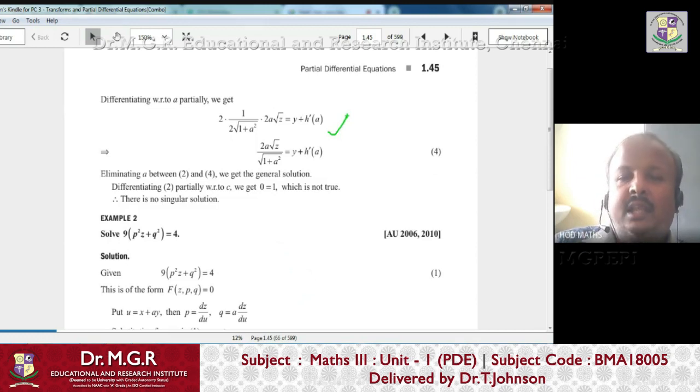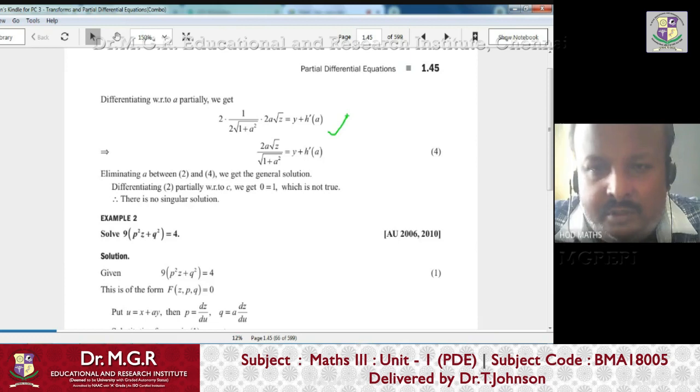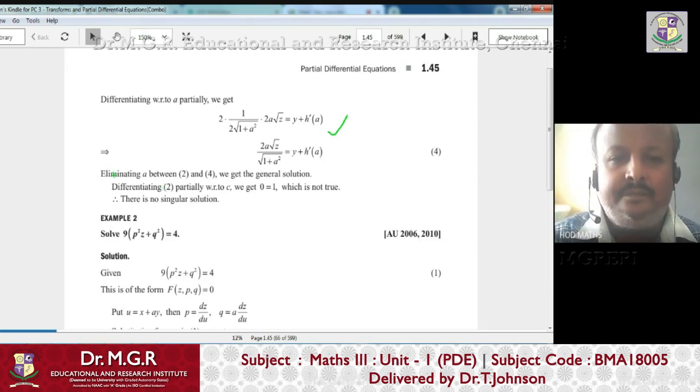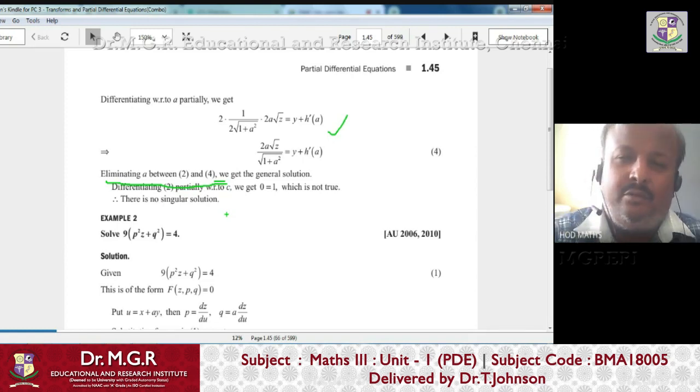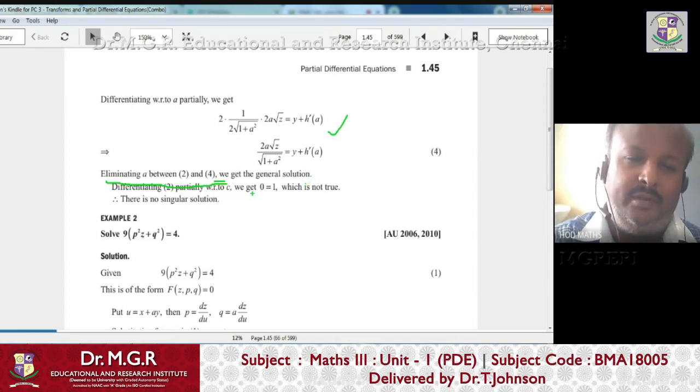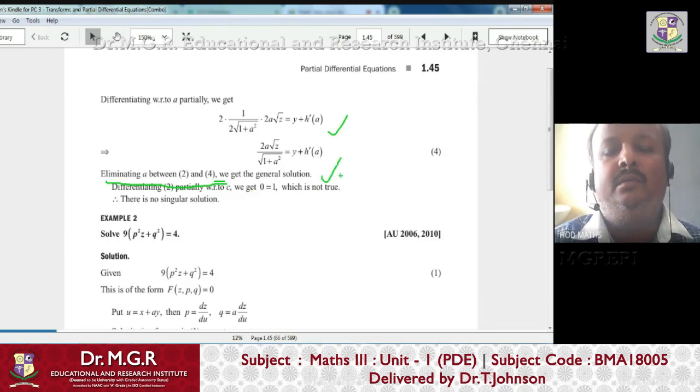So you simply write, after putting c equals to some function of a, either f of a or h of a, you differentiate that equation with respect to a, and then you write this simple line: eliminating a between the equations before differentiation and after differentiation. Those 2 equations will give the general solution. But for this, a singular solution is not possible. That's no need, because in examination they don't ask. If it exists, they will ask. If it doesn't exist, they don't ask, right? So you don't worry. This is the end of the problem.